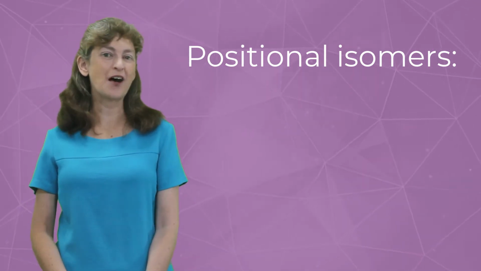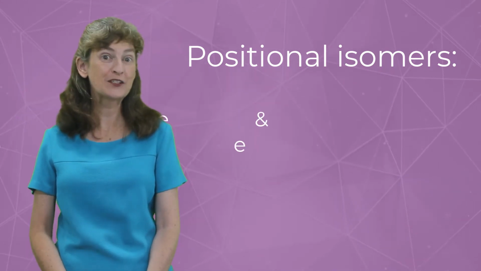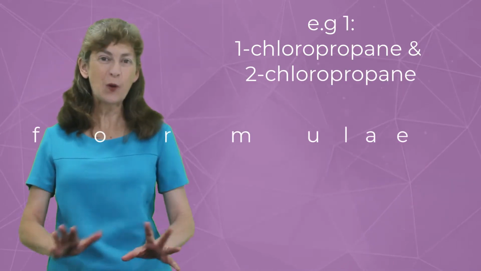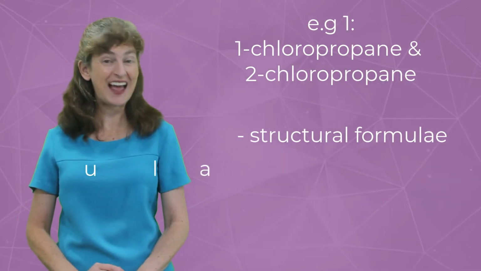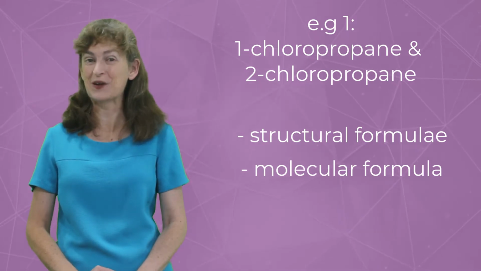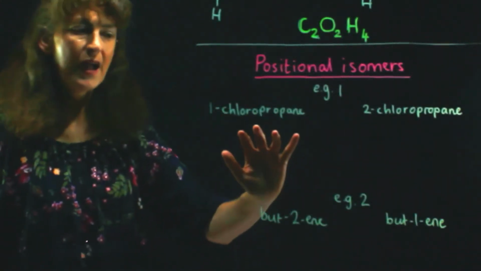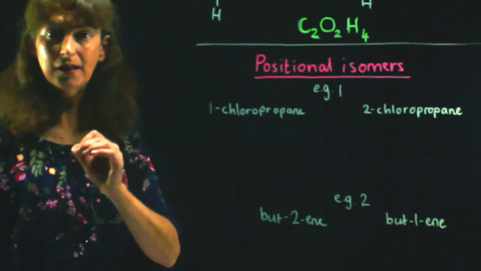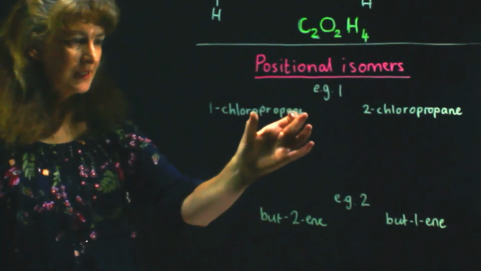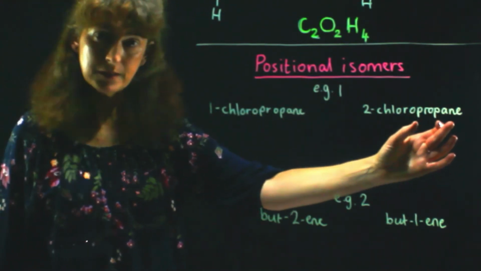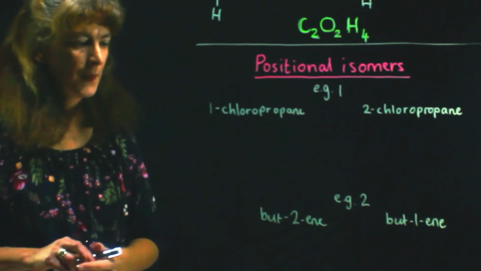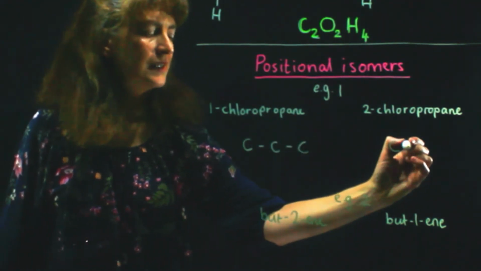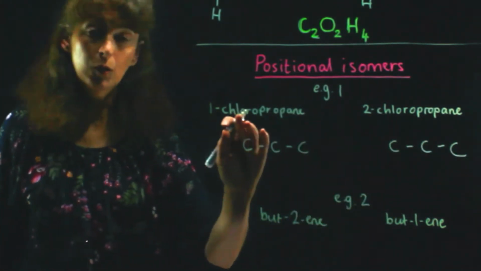Let's take 2 examples of positional isomers. Firstly, 1-chloropropane and 2-chloropropane. Pause the movie while you draw the structural and molecular formulae of these 2 compounds. Both of these are haloalkanes, so they're saturated compounds with a halide inside them. And we can see that they have 3 carbons each, propane. So let's start by drawing that. And we can see that they both have chlorine in them.